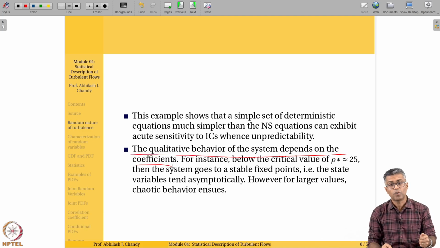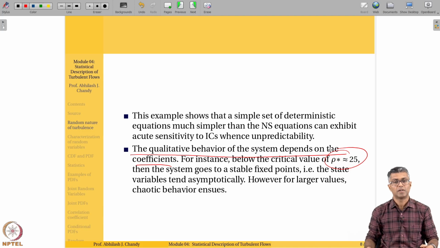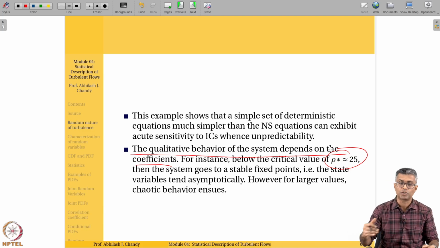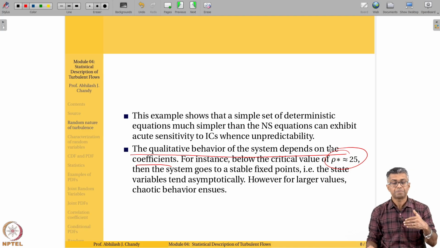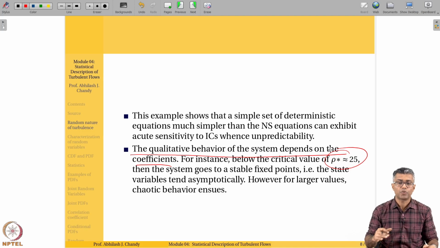For instance, below a critical value of rho star approximately equal to 25, the system goes to a stable fixed point. That is, the state variables tend asymptotically. At that point, the values of x, y, and z just tend to be zero asymptotically. They don't start to fluctuate like this. Even if they don't tend to zero, they tend to a certain constant value asymptotically. Whereas if it is above 25, they start to vary wildly. So that is what we mean by this.